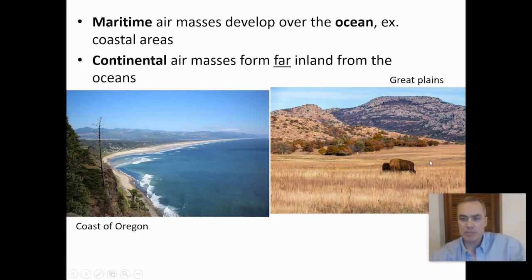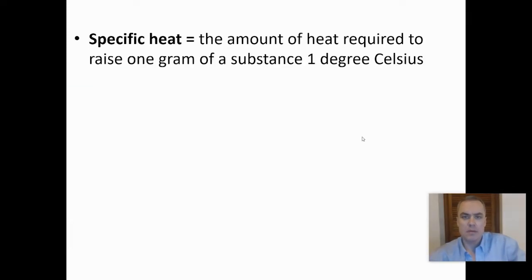Continental air masses are the opposite. They tend to make air drier and also have more extreme temperatures, higher range of highs and lows. Continental air masses develop in the middle of continents, far away from the oceans, deep inside. So to understand why that is, the difference between maritime versus continental air masses, specific heat is the amount of heat that you need to raise 1 gram of whatever substance you're talking about, 1 degree Celsius.